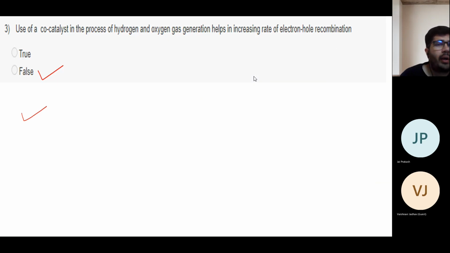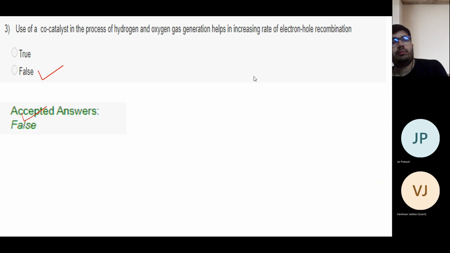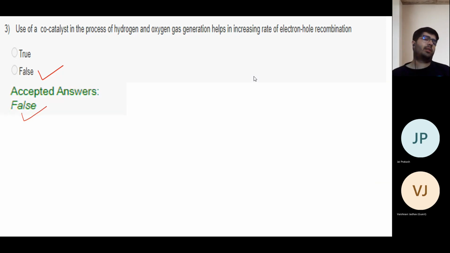Then, the use of a co-catalyst in the process of hydrogen and oxygen gas generation helps in increasing the rate of electron-hole recombination. It is false, because whenever we use a co-catalyst, it will increase the reaction rate and decrease the electron-hole recombination. So this statement is false. The correct answer is false.